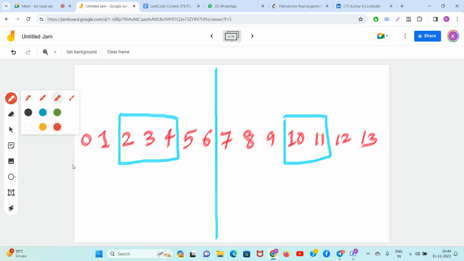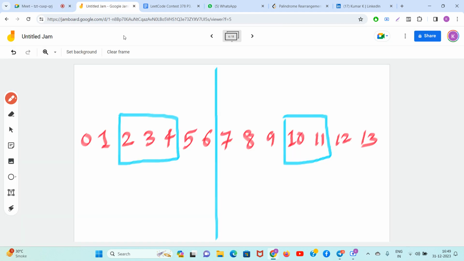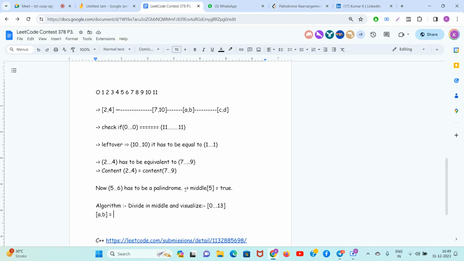First check the corner characters. Everyone write in the chat. No, no, forget the middle prefix. Start checking corner characters, means the first ones and the last ones. Check corner characters. Algorithm part 2.